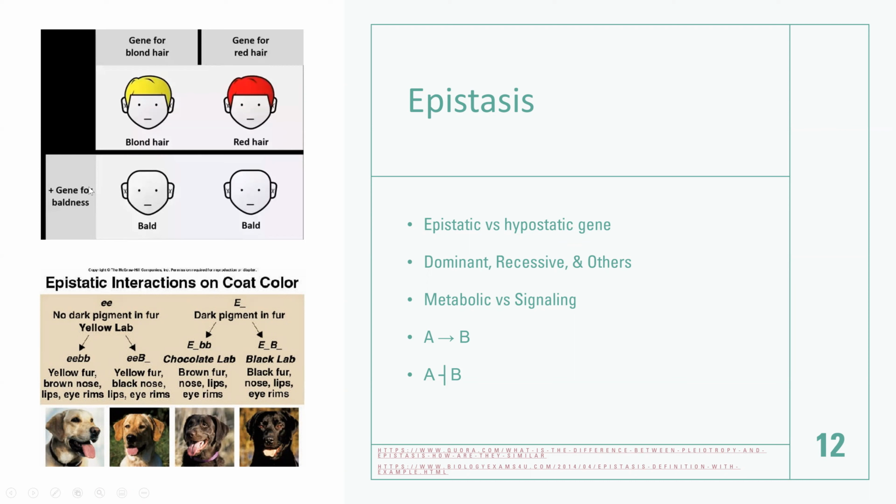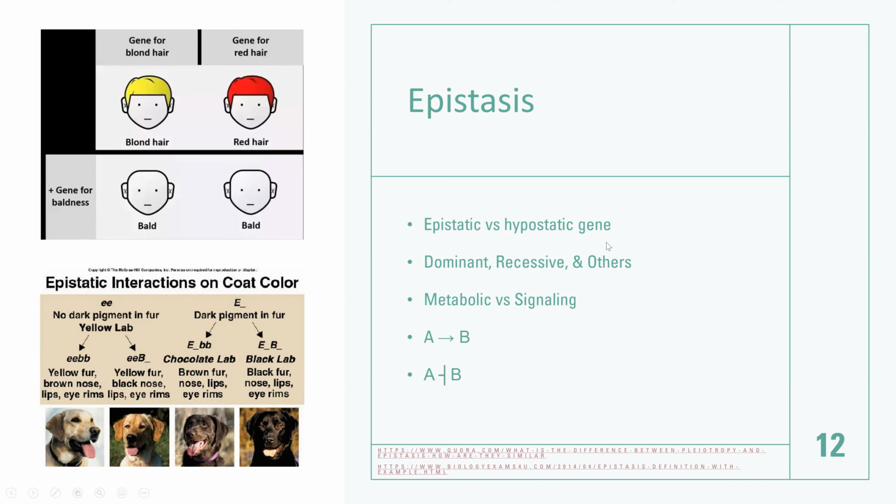The gene for baldness is the epistatic gene because you need it to be a certain way to express the hair color at all. Like if you have a gene for being bald, you won't even be able to express the color of your hair. So that's why, since the gene for baldness masks the effect of the color of your hair if you are bald, the gene for baldness is called the epistatic gene. And since the blonde hair or red hair, the gene for the color of your hair, is controlled by the expression of the baldness gene, it's called the hypostatic gene.